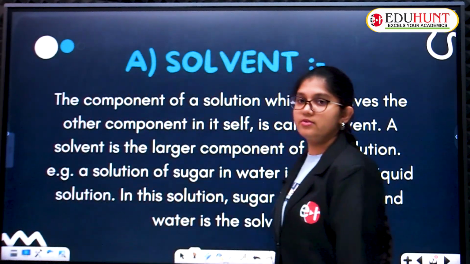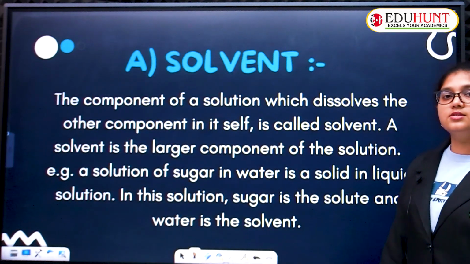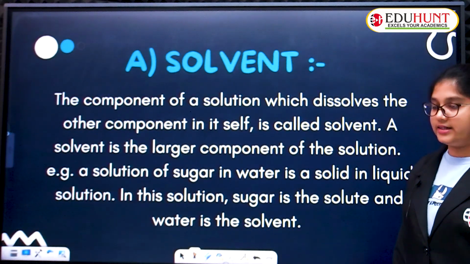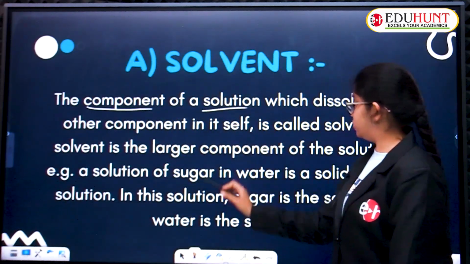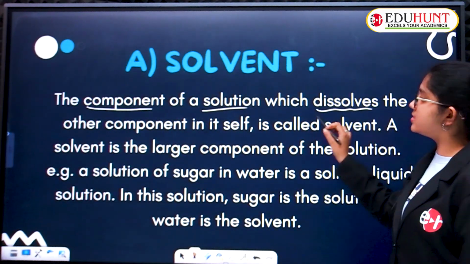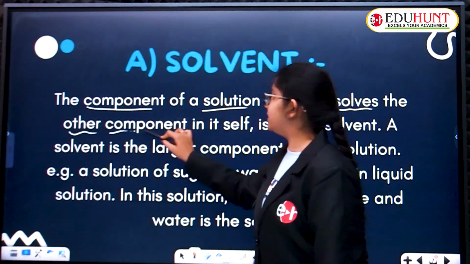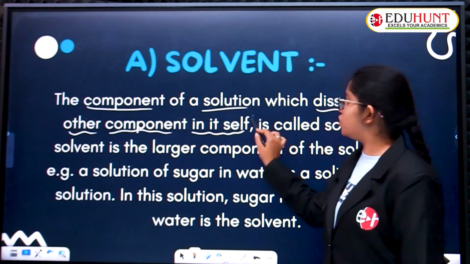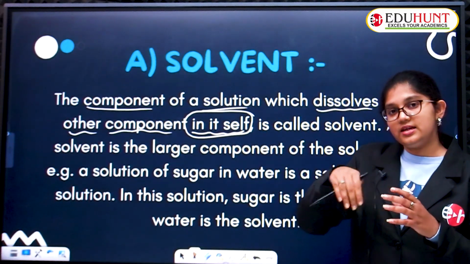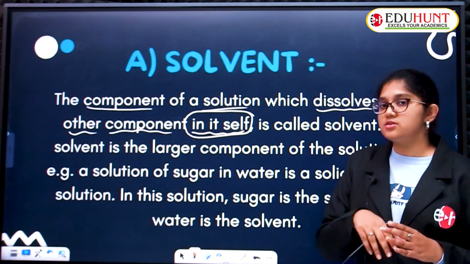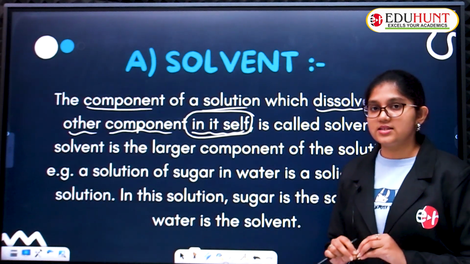Okay, right, good. So here we have the topic solvent. సాల్వెంట్ అంటే ఏంటి? Generally it is a component of a solution which dissolves the other component in itself. సో ఈ యొక్క వాటర్లోనే మనం తీసుకోబోయే సొల్యూట్ని ఏం చేస్తుంది? అది డిజాల్వ్ అంటే కరిగిస్తుంది కదా. సో దట్ ఈస్ వాట్ వీ కాల్ యాజ్ అ సాల్వెంట్.